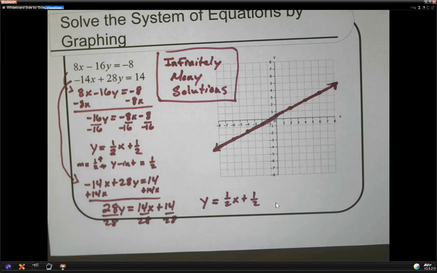So again, this is how we solve systems by graphing.